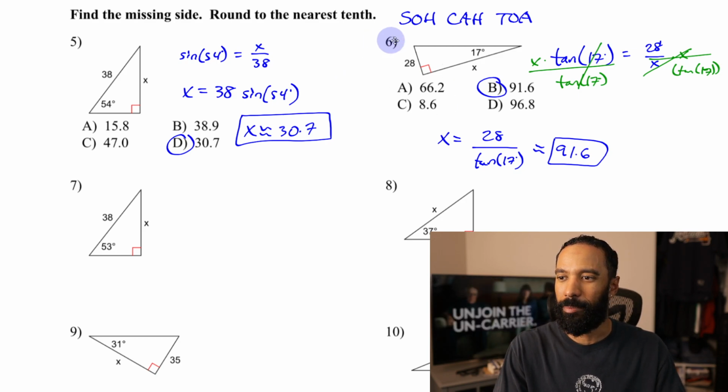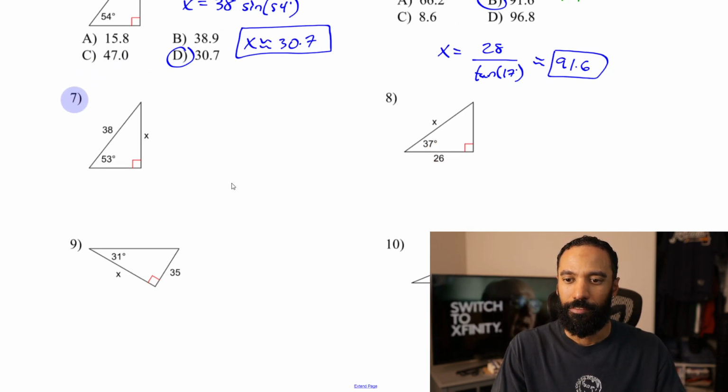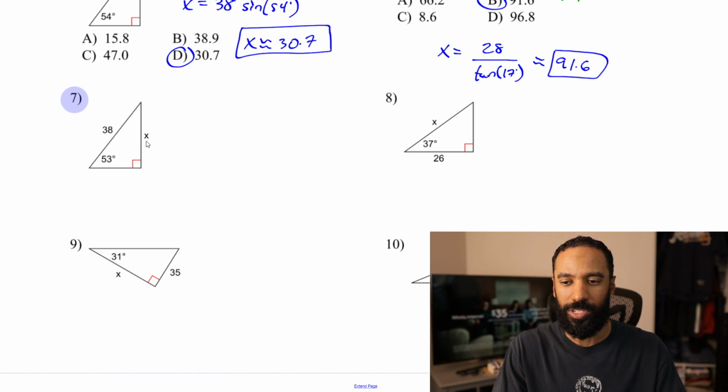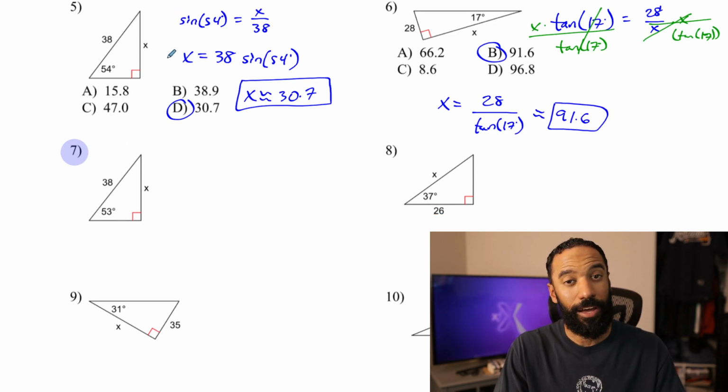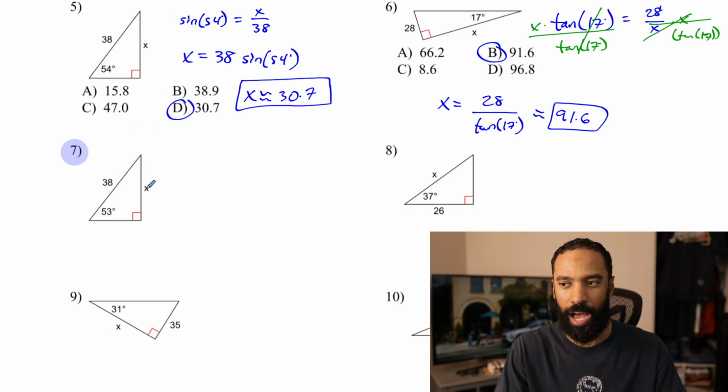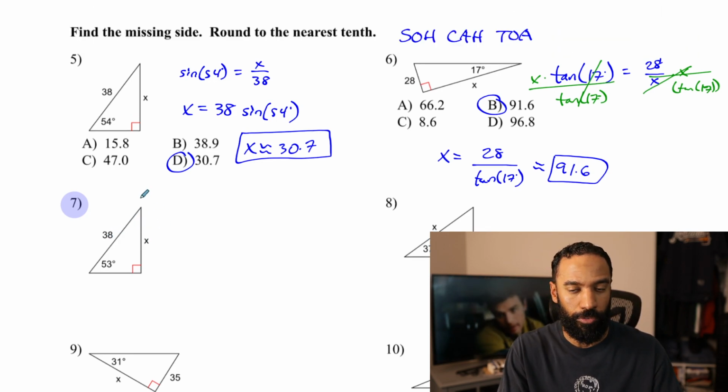All right. Number 7. 53 degrees, I have the hypotenuse, and I have the side opposite the 53 degrees. Kind of like number 5 there, only it's not multiple choice. And I said that out of order, right? I said a hypotenuse and then opposite. Does that mean I do hypotenuse over opposite?